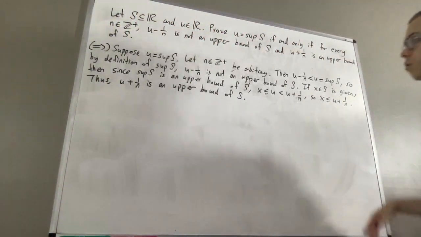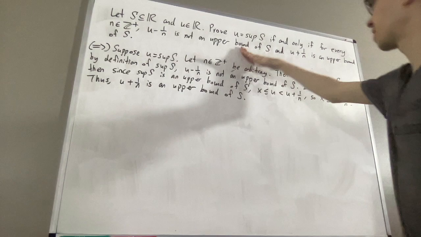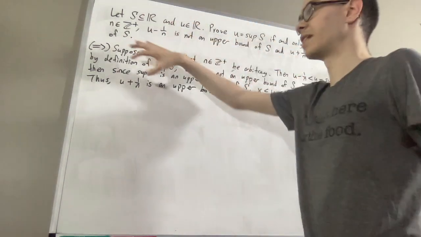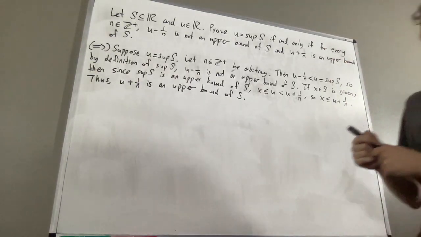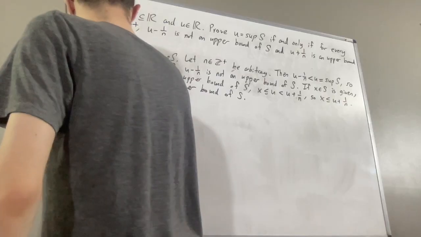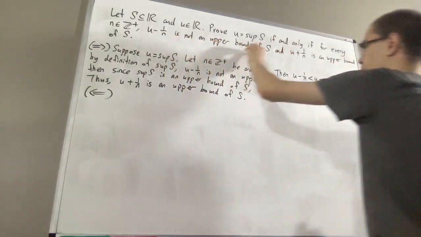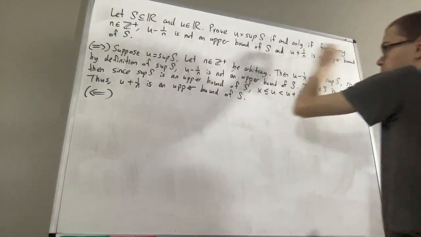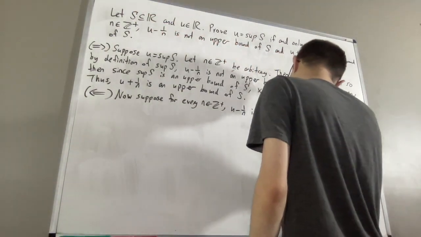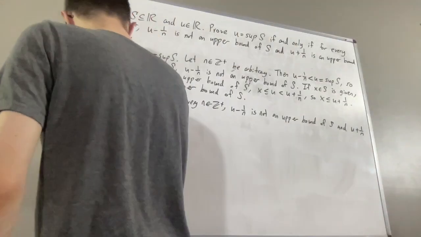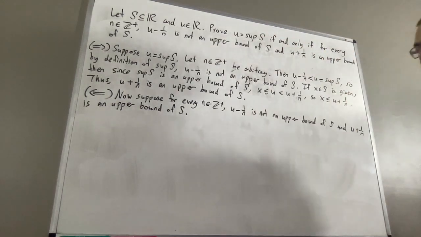So that's it. This proves if n is any positive integer, we have U minus 1 over n is not an upper bound of S, U plus 1 over n is an upper bound of S. That's what we have just shown here. So that proves the forward direction. Now we're going to prove the converse. To prove the converse, we suppose for every positive integer n, U minus 1 over n is not an upper bound of S, U plus 1 over n is an upper bound of S. From here, we want to show that U is the supremum of S.